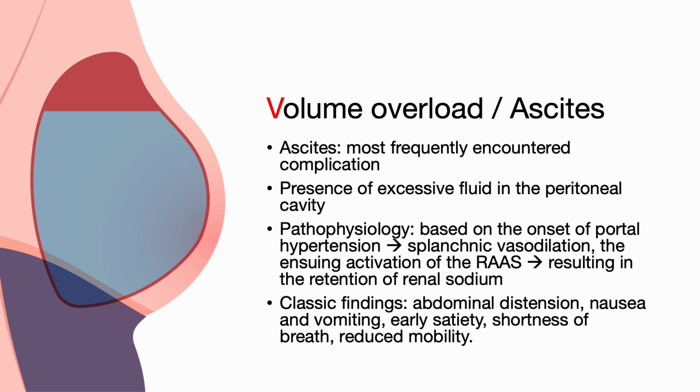In end-stage liver disease, ascites is the most frequently encountered complication. Ascites is defined as the presence of excessive fluid in the peritoneal cavity. The pathophysiology is based on the onset of portal hypertension, which then leads to splanchnic vasodilation, the ensuing activation of the renin-angiotensin-aldosterone system, and finally resulting in retention of sodium. This results in the classic signs and symptoms of abdominal distension, nausea and vomiting, early satiety, shortness of breath, and reduced mobility.